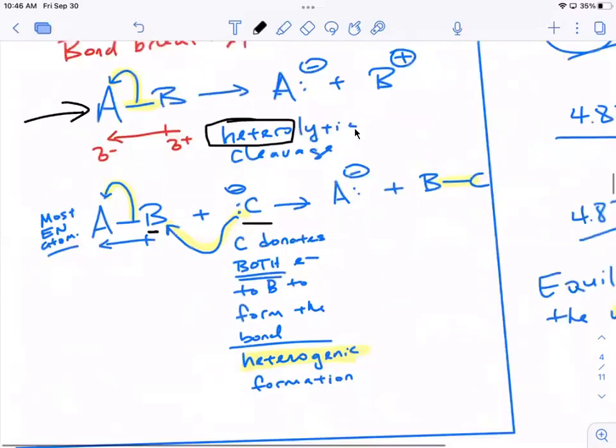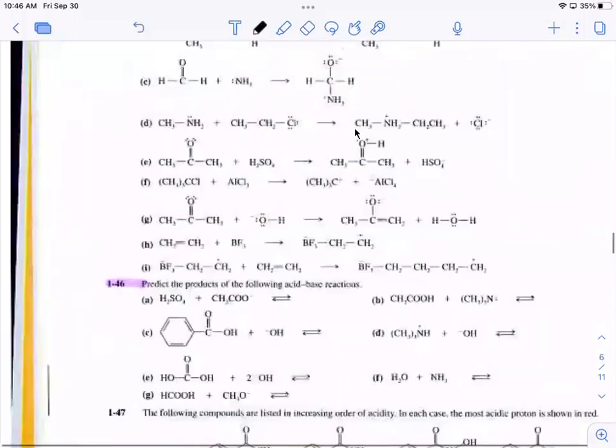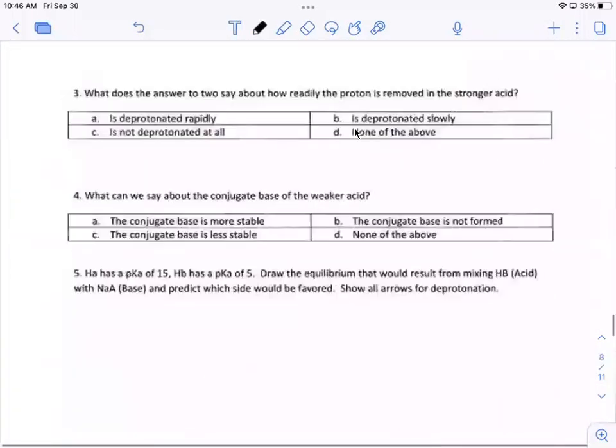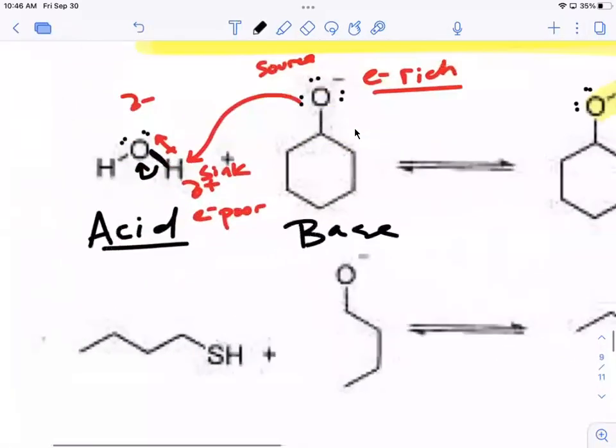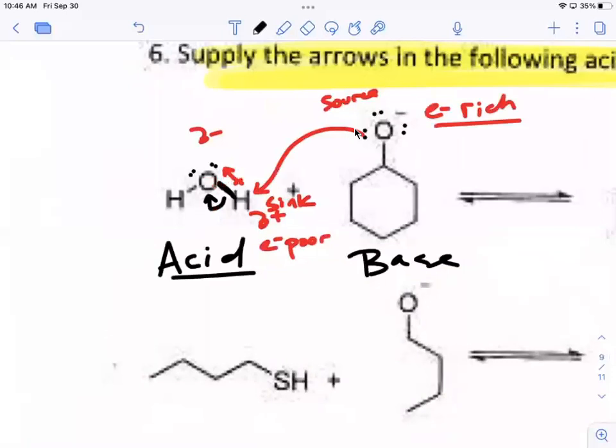All right, so let's go back to here. All of these bond making and bond breaking processes with acids and bases are going to be bond making is heterogenic, bond breaking heterolytic. But I'm not going to put the terms in here yet because we're going to study that when we talk about nucleophiles and electrophiles, but you're going to already know it.